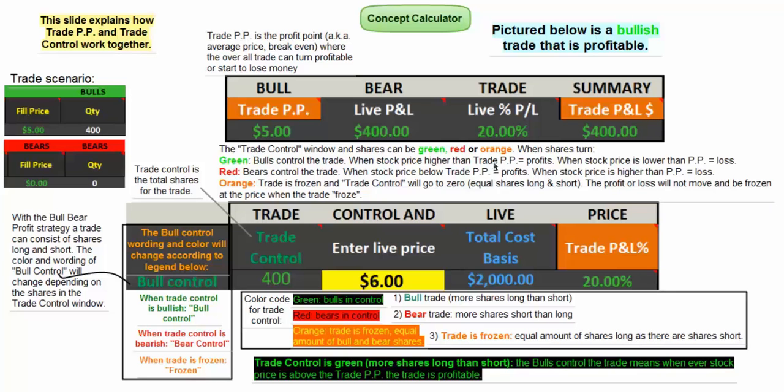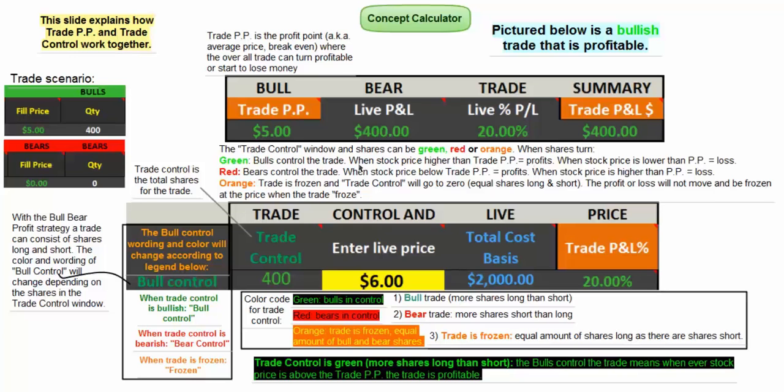Very important to note as well what the trade profit point is. The trade profit point is also known as average price or break even, which is where the overall trade can turn profitable or start to lose money. And that's what this explains. So the profit point is when it's green, it turns profitable.